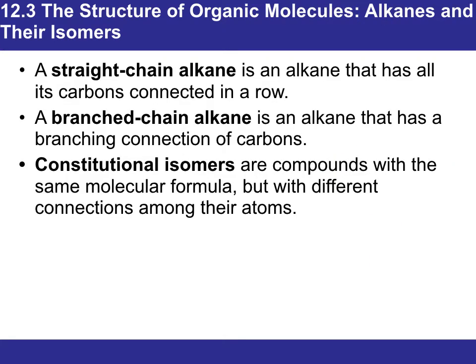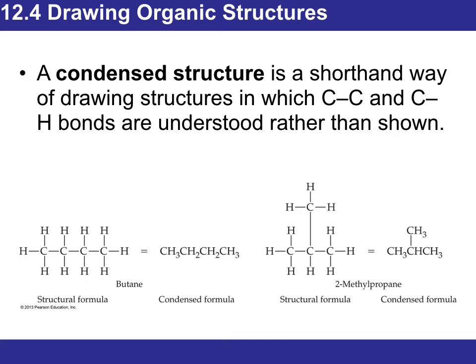Looking at the structure, straight chain alkane has all its carbon connected in a row. Branch, of course, there's a branch, and then constitutional isomer will have the same molecular formula but different connection. This is here the first example of drawing the structure. This is what we call the condensed structure. Shorthand, just to look at the drawing structure where the carbon to carbon and carbon to hydrogen bond are understood better than shown.